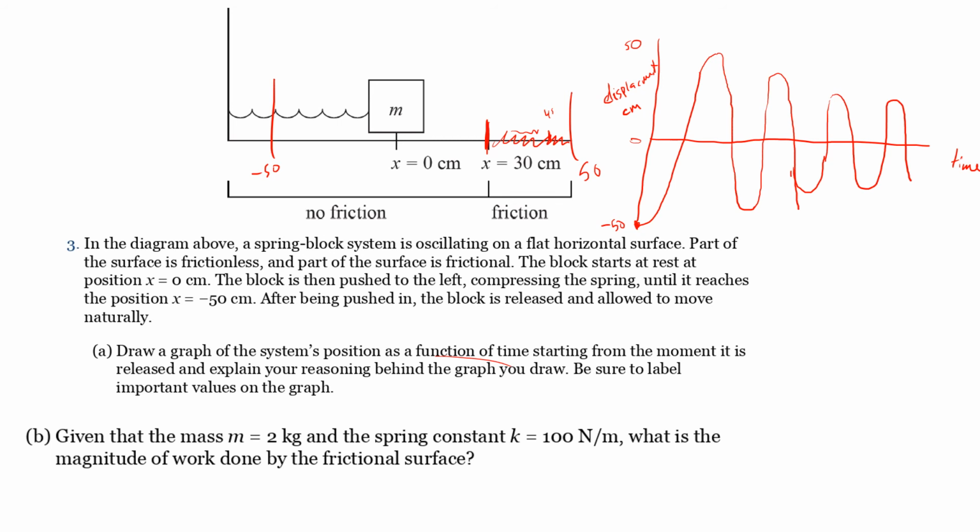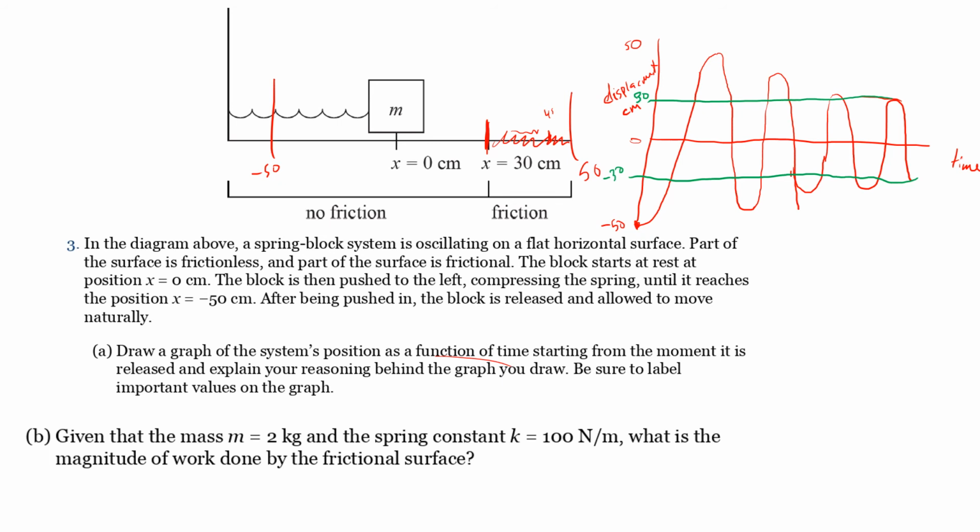All right, so it said to label important values. So let's label this one. I'll change colors real quick. So this is at 30. And then what's going to happen is this one is also going to be at 30. The bottom, negative 30. All right, so then it's going to just continue on forever in that way.